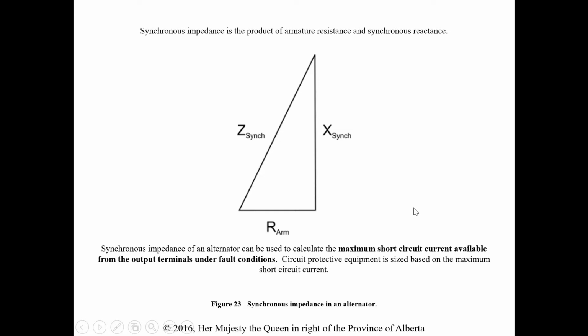Synchronous impedance, they mentioned in your module, is the combination of armature resistance and synchronous reactance. We don't use this in our calculations, but you can use the synchronous impedance of the alternator to calculate the maximum short circuit current available from the output terminals under fault conditions. Circuit protective equipment is sized based on the maximum short circuit current, so you might need that value to size your fuses or breakers.